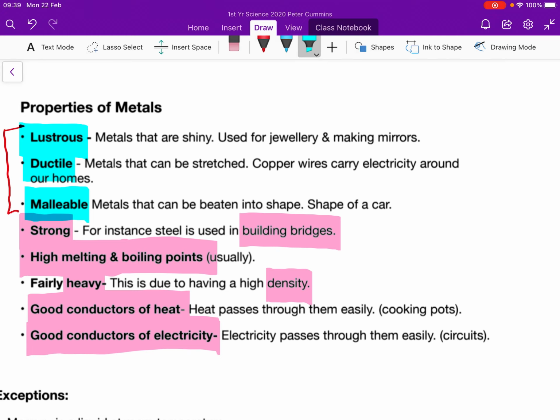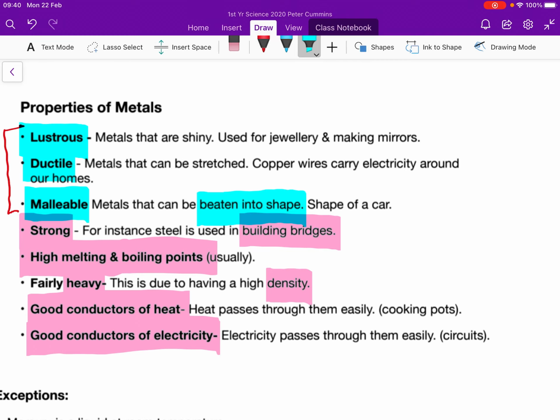If you think of the word malleable, it means you can beat them into shape. So if I pick up a metal bar and a hammer and I bash the hammer off the metal bar, it will change shape. It will bend. Quite difficult, but they will. I can bash them into shape if I want. That's what malleable means.